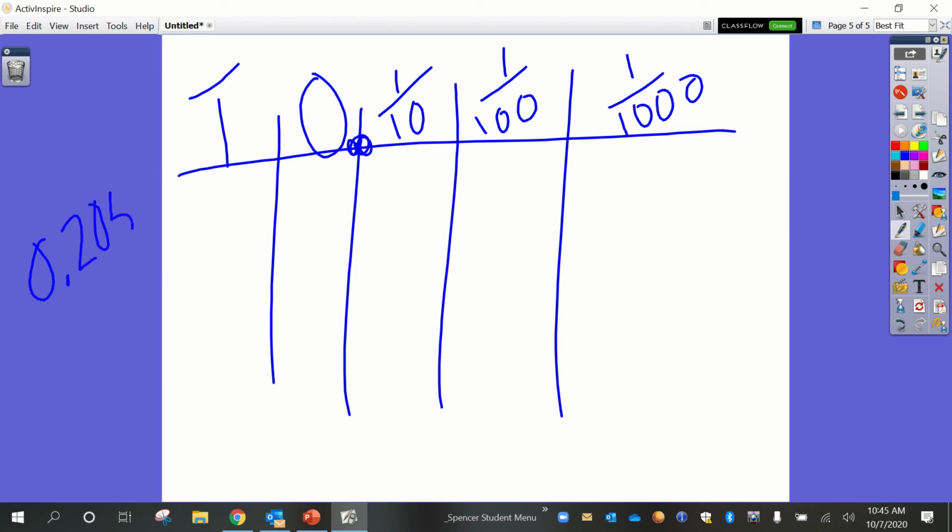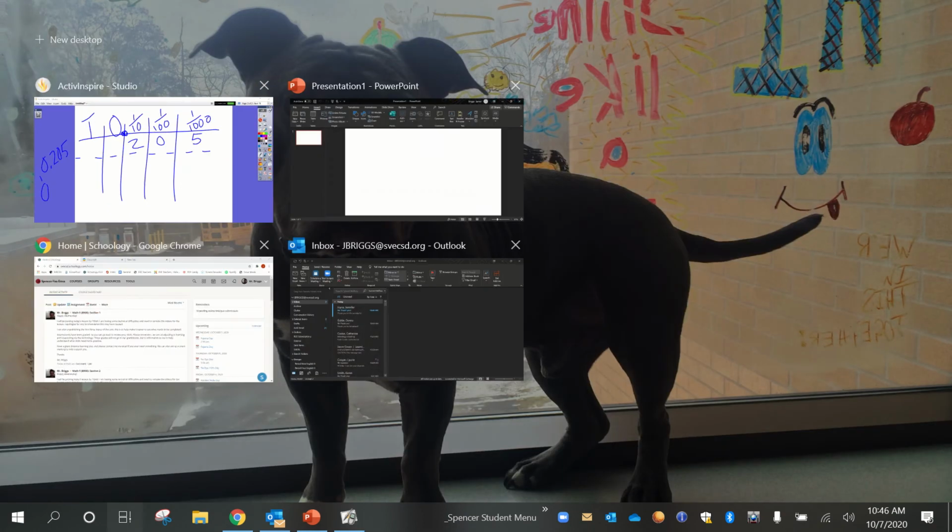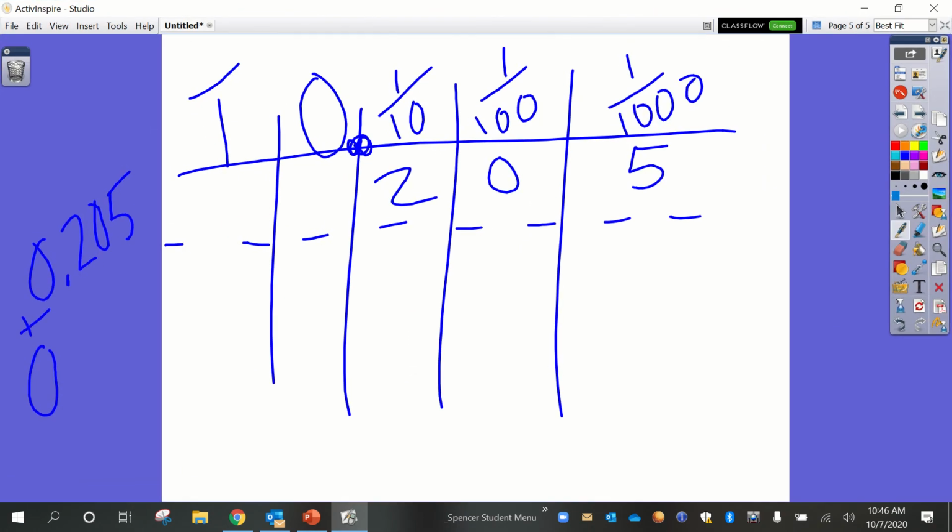So 0.205. We're going to add this to 0.060. We're going to add this to, whoops, sorry again, when I get close to the edge, 0.060.